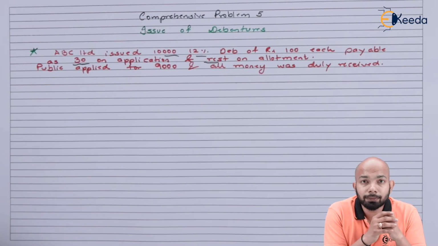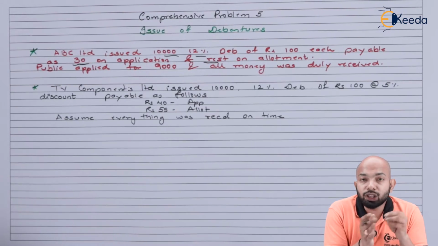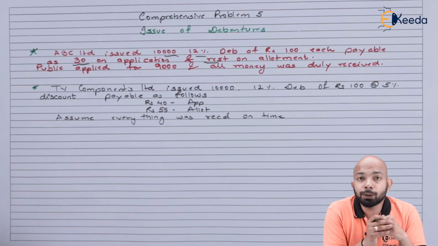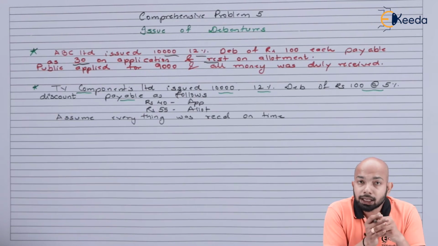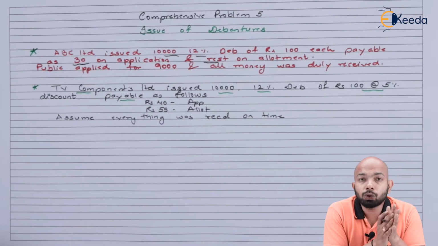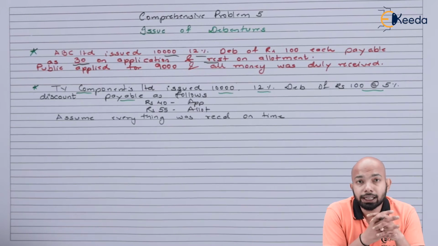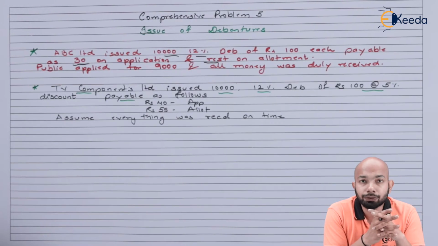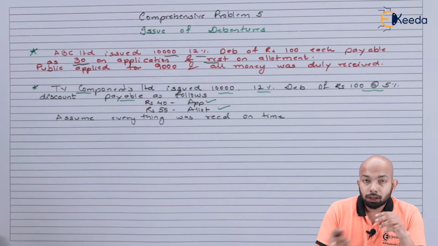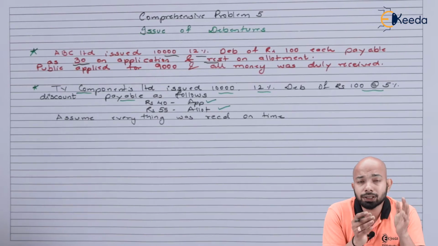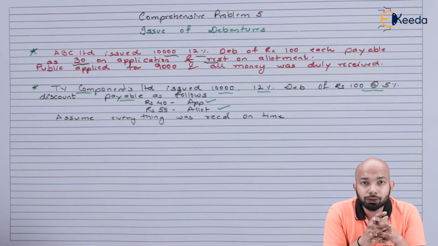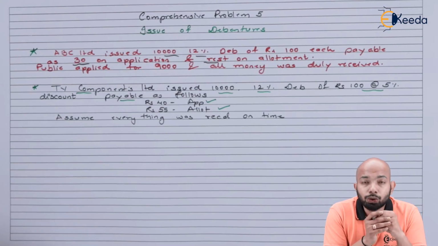Now let's go on to the next part. The next case refers to TV Component Limited, who issued 10,000 12% debentures of rupees 100 at 5% discount. This discounted issue price was payable as follows: on application, they took rupees 40, and on allotment, they took rupees 55. That is the net amount that they have taken after segregating the discount. Assuming everything was received here, that means all the allotment due and all the application money, we have to pass the journal entries according to them. This is case 2. Let's go on to case 3.